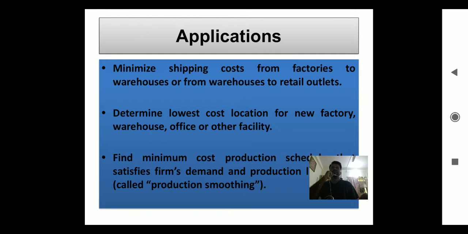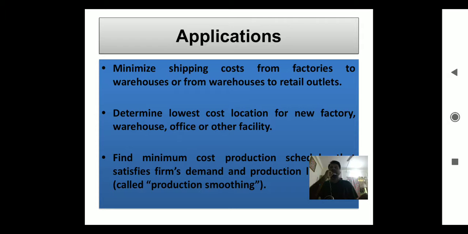Here the applications are to minimize shipping cost from factories to warehouses or from warehouses to retail outlets. All the numerical problems of transportation are given in terms of a matrix, where the sources and destinations are given, like factories and warehouses. Factories can supply, warehouses can demand.